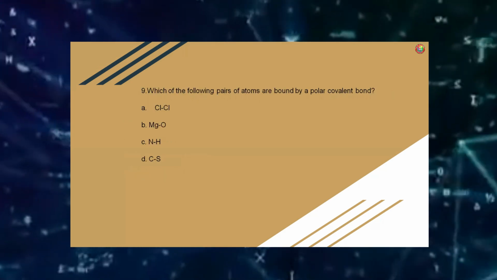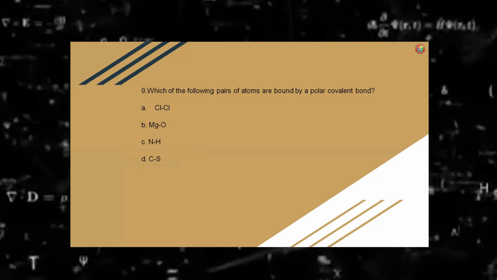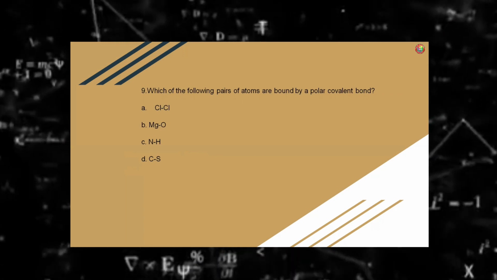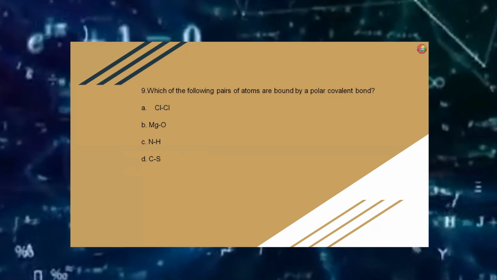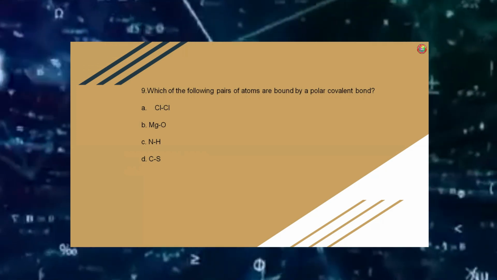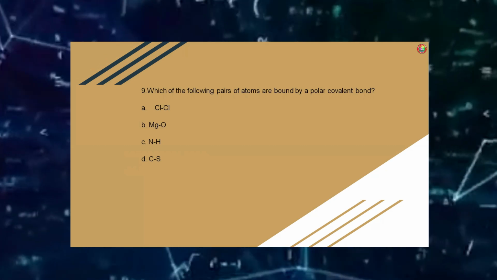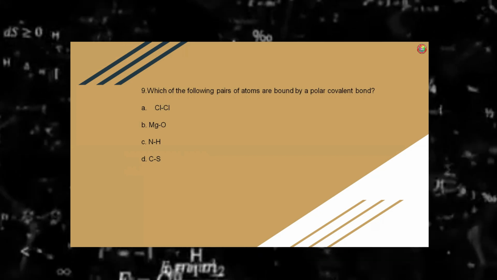9. Which of the following pairs of atoms are bound by a polar covalent bond? A. Chlorine-chlorine. B. Magnesium-oxygen. C. Nitrogen-hydrogen. D. Carbon-sulfur. Number 9 is letter C.